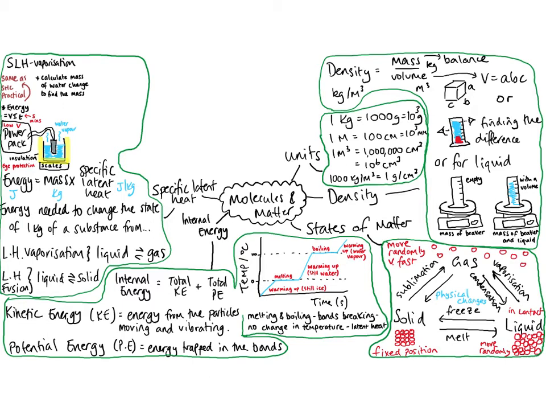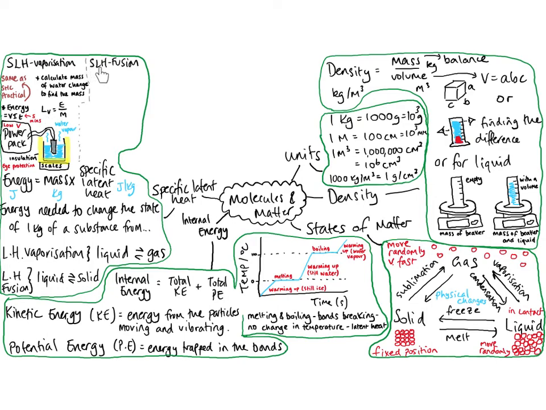Once you've set it up and got your data, you need to calculate the change in mass of the water to find the mass. So you know what the mass was at the start, and you know what the mass is at the end, so you need to find the change, and that can then be plugged into your equation. You know the energy, you now know the mass, so the latent heat of vaporization, if we rearrange the equation, is L_V equals energy divided by mass.